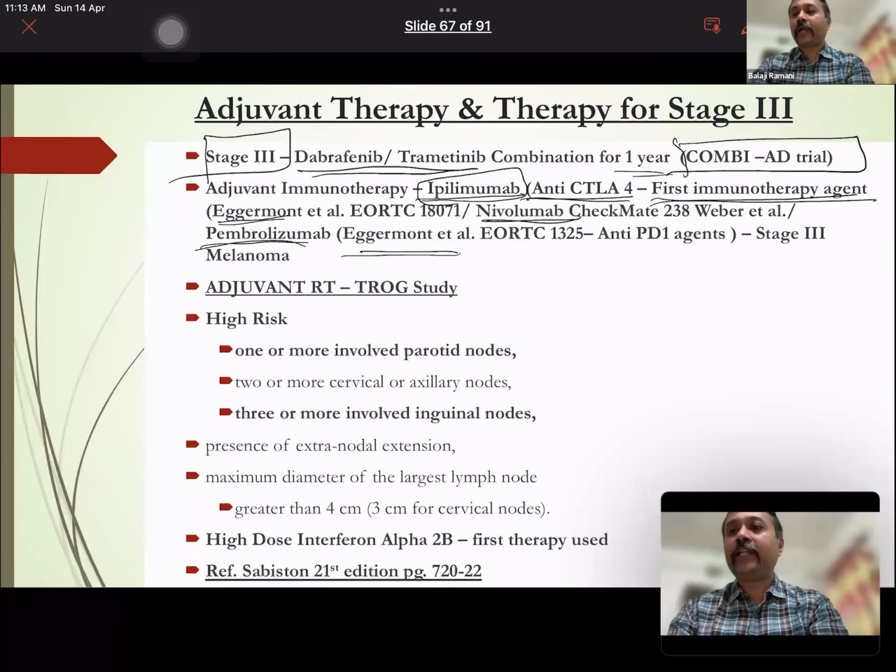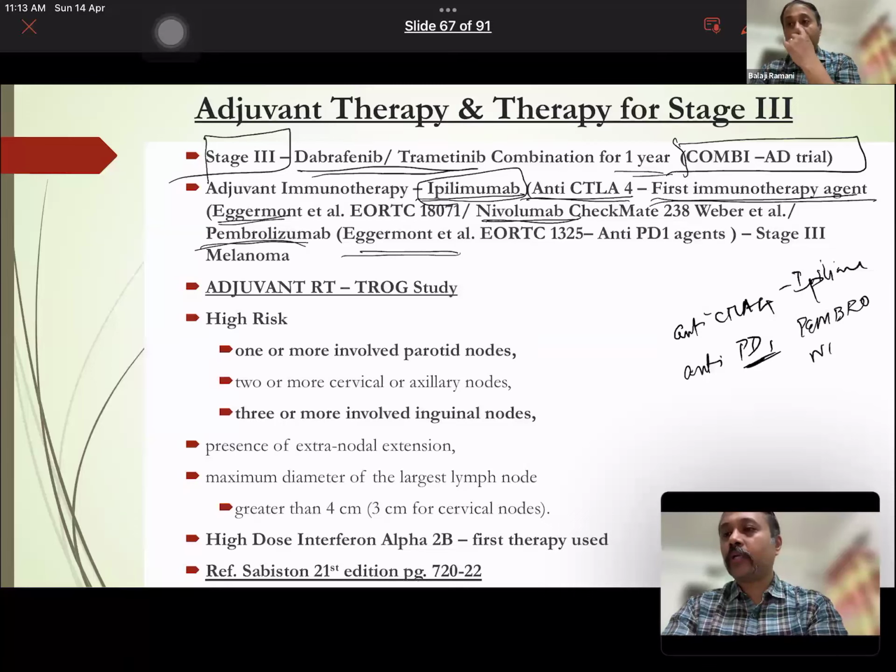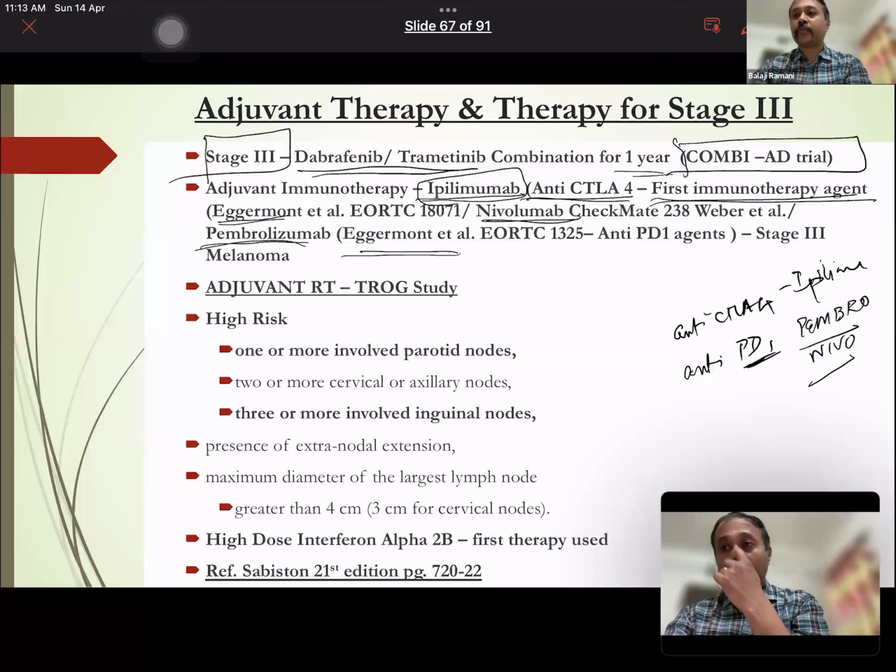So you have an anti-CTLA4, which is your ipilimumab. Then you have your anti-PD-1. I have already told you this. There are only 2 PD-1 agents. One is your pembrolizumab. The other one is your nivolumab. All these 3 are the agents which are used in adjuvant therapy in stage 3 melanoma. Is there a role for adjuvant radiotherapy? Yes, in high-risk patients, based on the Trans-Tasman Radiation Oncology Group study.